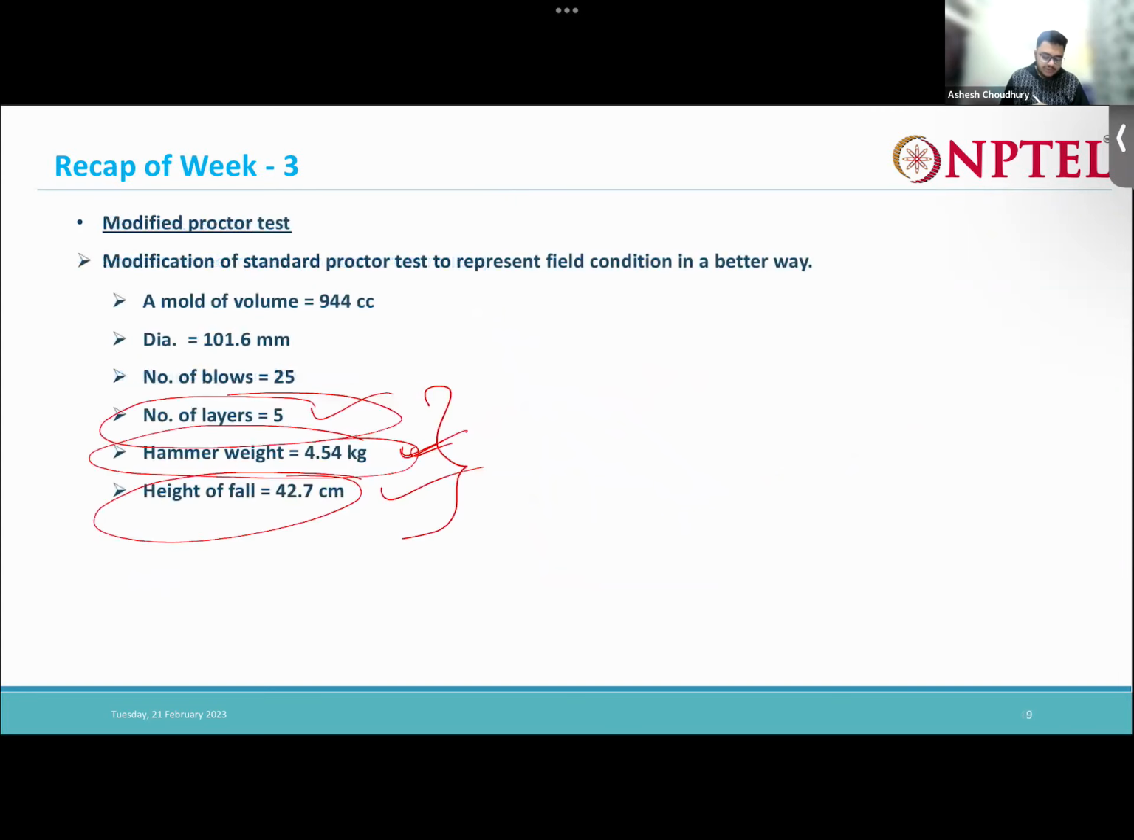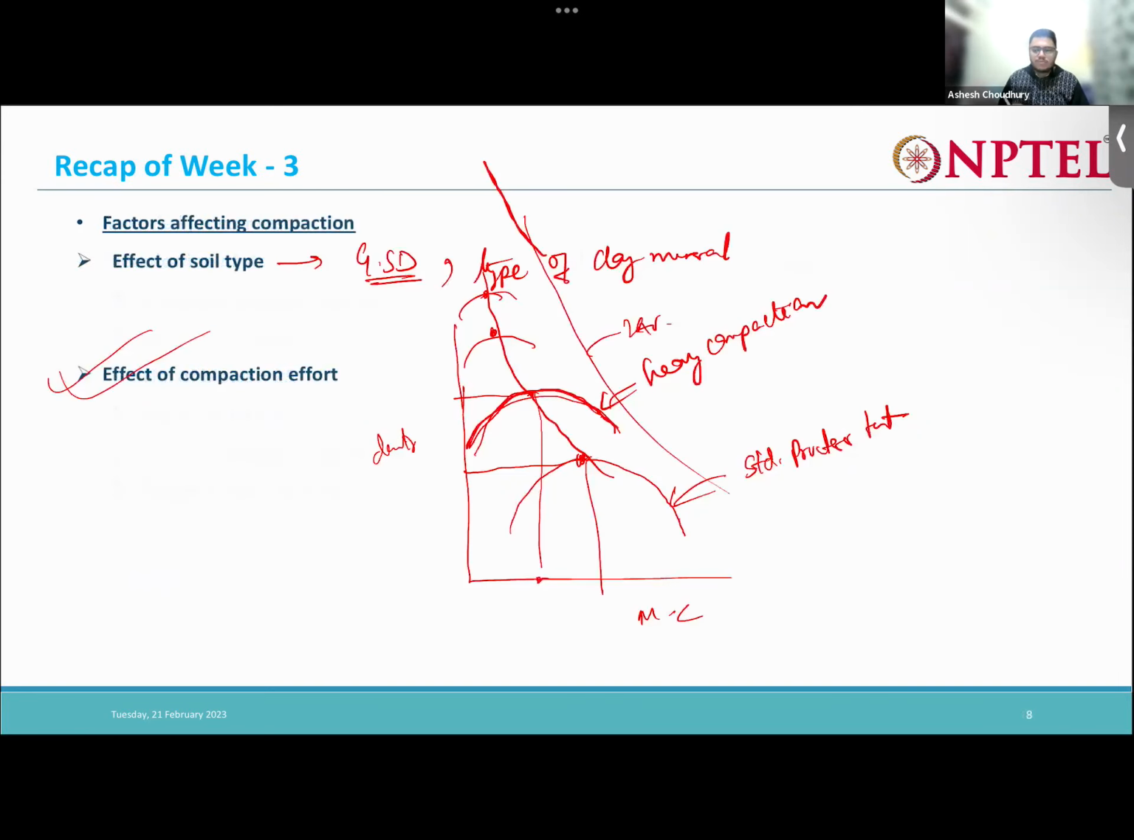So this is very intuitive, right? Obviously, if you are putting more energy, a smaller amount of water will be required, which means less lubricant will be required. That is why the optimum moisture content is reducing, coming towards the left, as you increase the compactive effort.